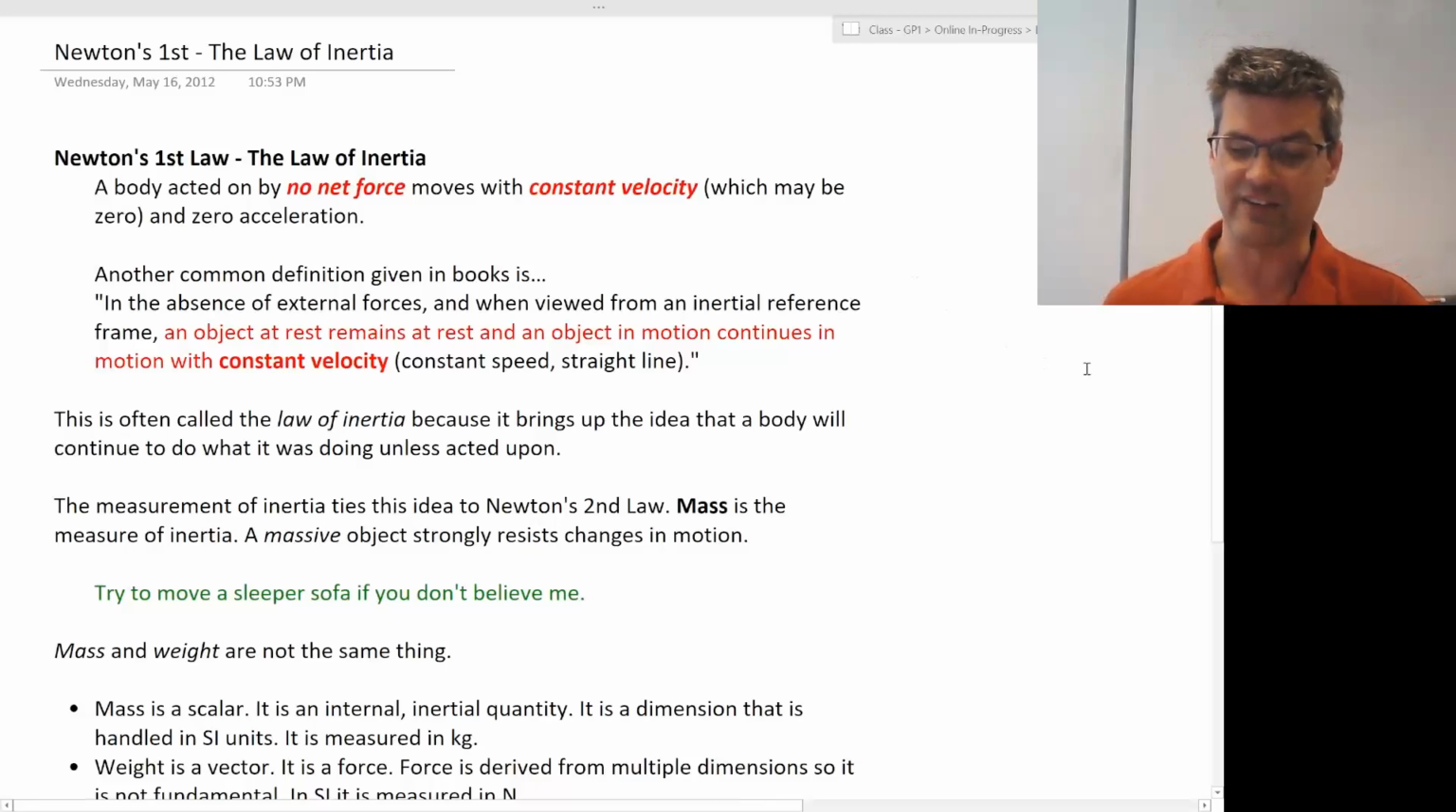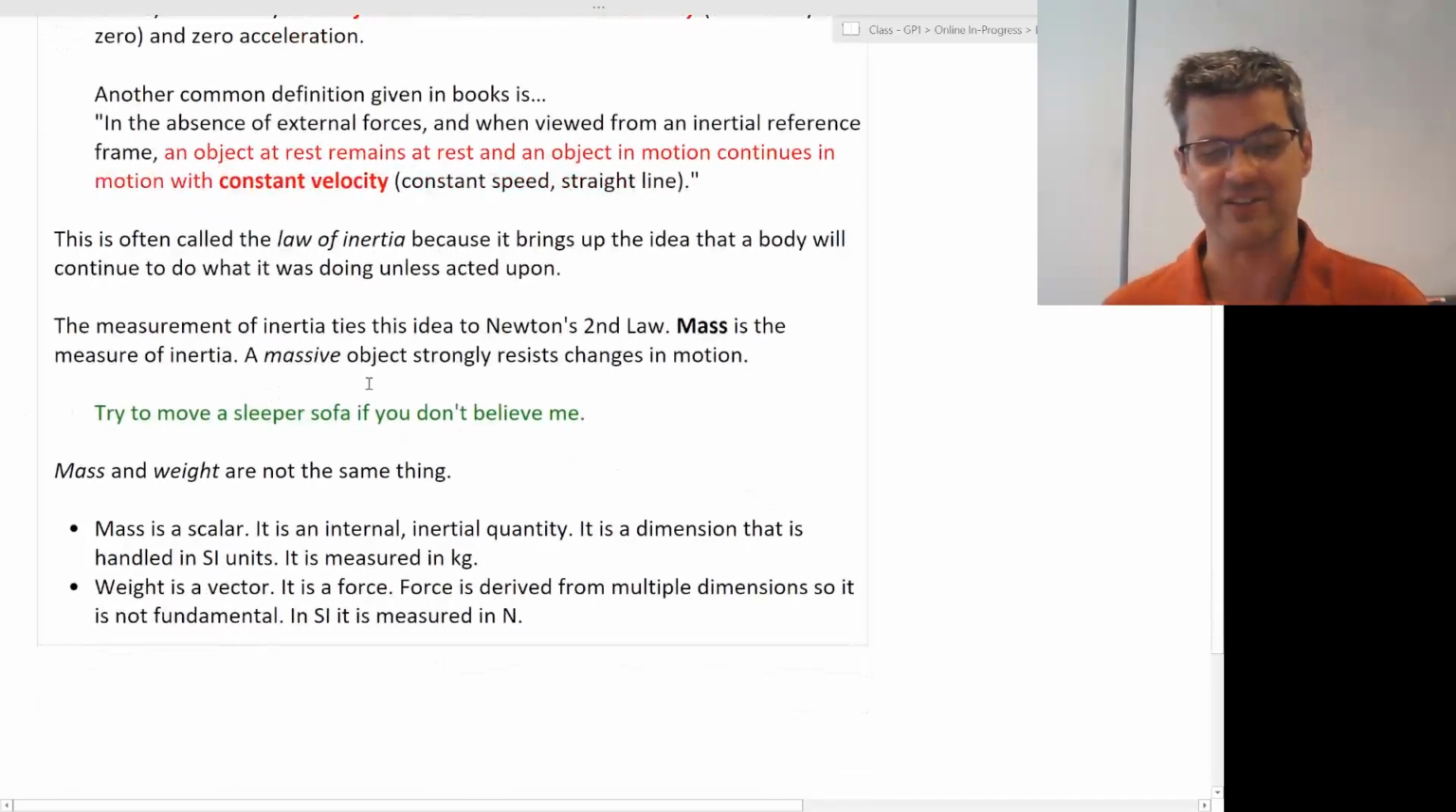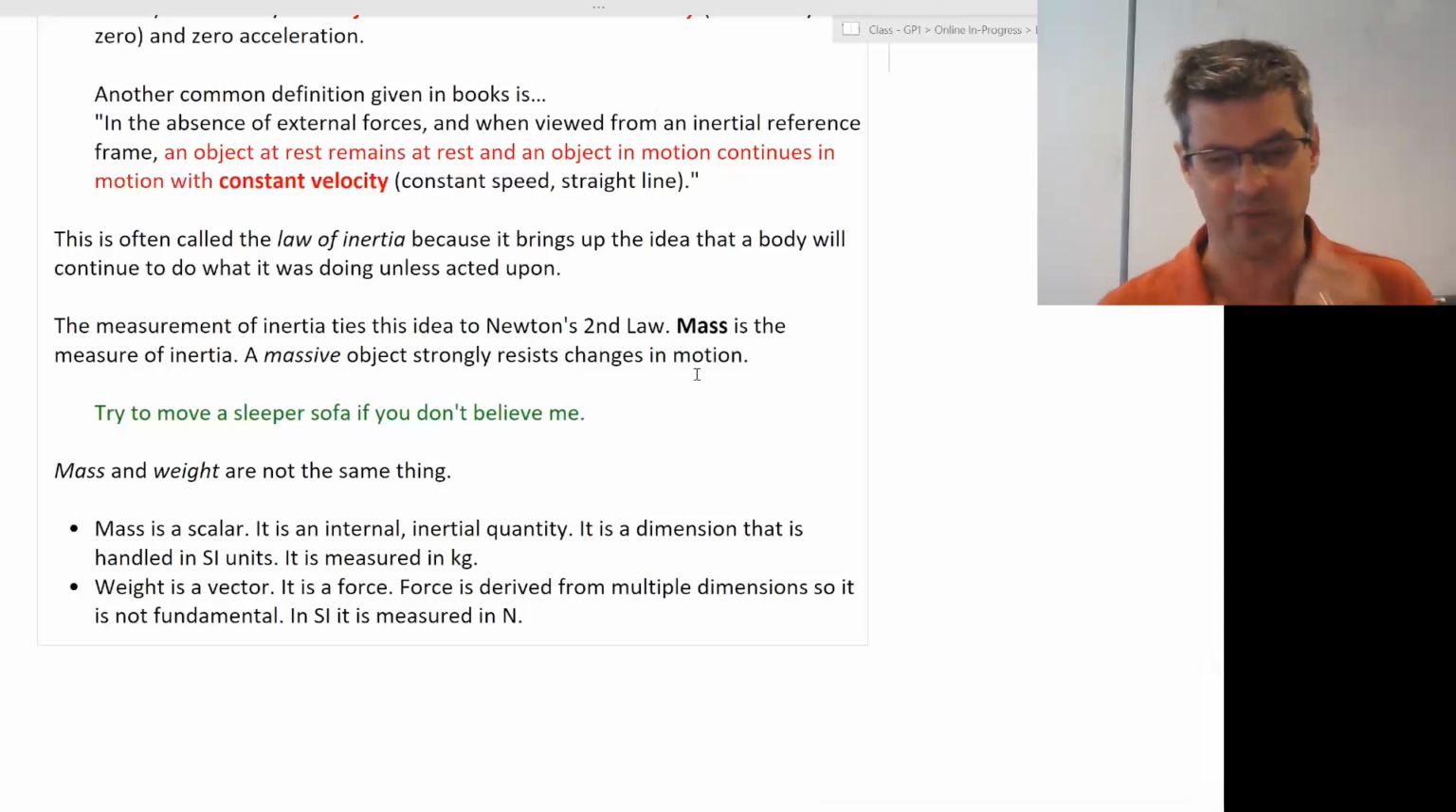And it turns out that mass is this measure of inertia. A massive object strongly resists changes to motion. So this mass quantity that we've talked about a little bit in Unit 1, we didn't talk about it so much last week, but we did talk about it in Unit 1 when dealing with measurements. Mass and weight are not the same thing, but mass and inertia are strongly related to each other.